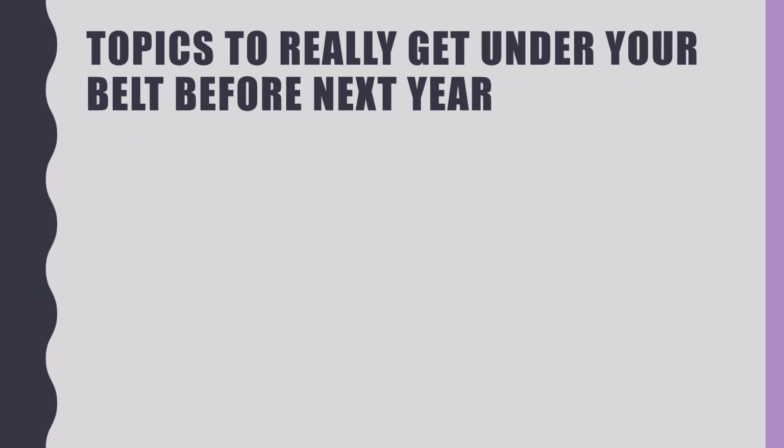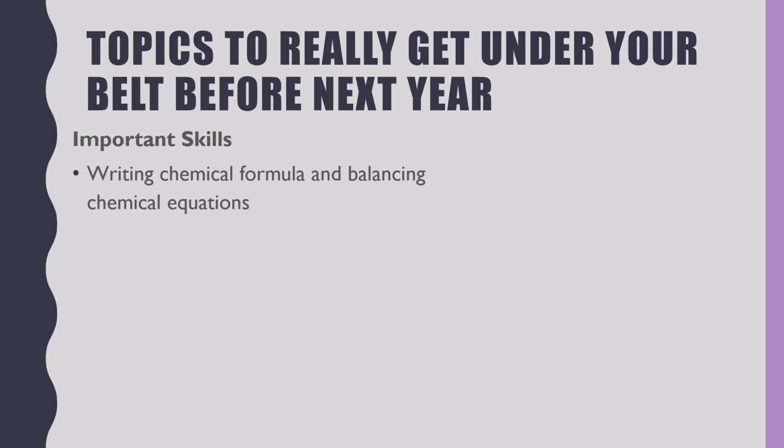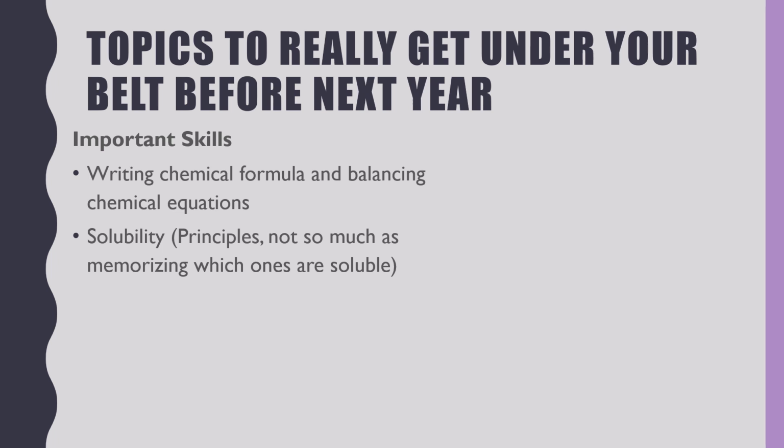Some of those key contents and skills that you want to be ready with before you step into Year 12 include, but are not limited to, writing chemical formulas and balancing chemical equations. This is the basic literacy. If you can't do that, you will struggle a lot with chemistry, whatever you do. Solubility in terms of principle, but not so much memorizing which ones are soluble. Actually, in Year 12, in the exams, they're normally very nice. They will tell you something is soluble, something is insoluble, unless it's a very obvious one. For example, barium sulfate. It's not soluble. Everybody should know that.